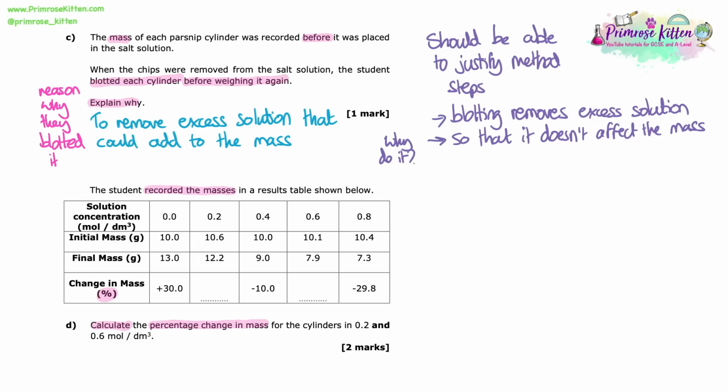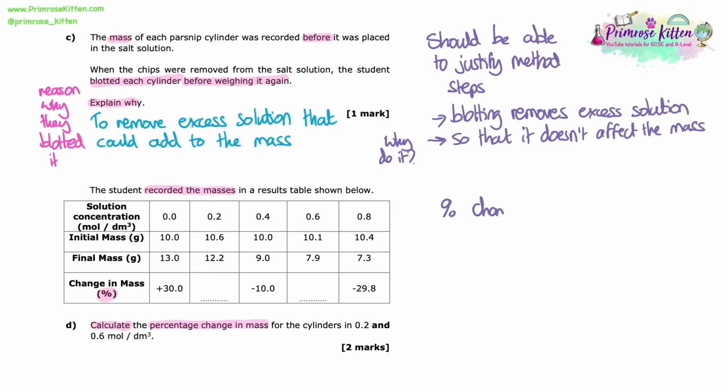Okay, so the student then recorded the masses in a results table shown below. We've got the solution concentration along the top, the initial mass, the final mass, which they'd have done after blotting it, and then the percentage change in mass. So we need to calculate the percentage change in mass for the cylinders in 0.2 and 0.6 mol dm cubed. So the two gaps in the table, we have to work that out. It told us that we're calculating percentage change in mass, so we have to know how to use the formula.